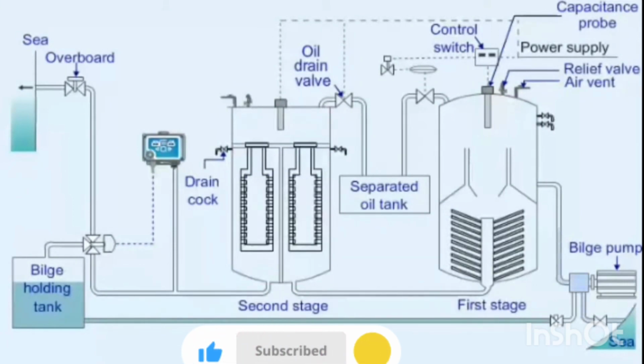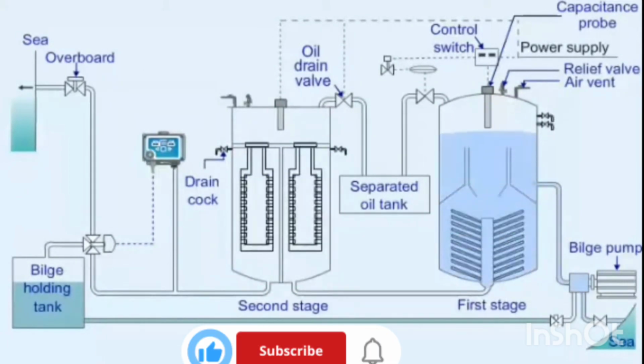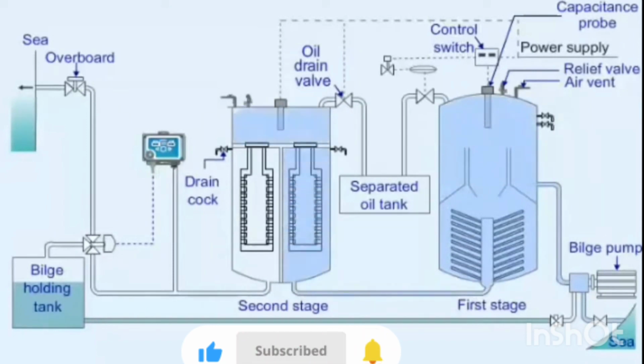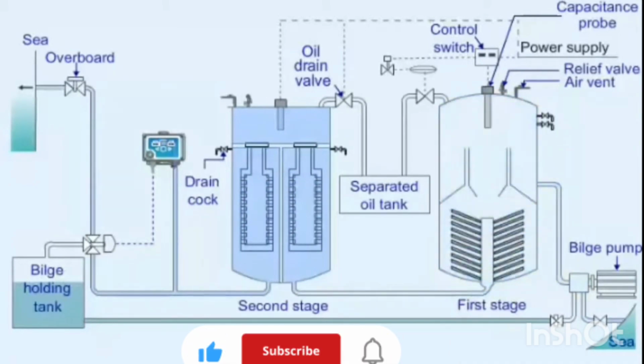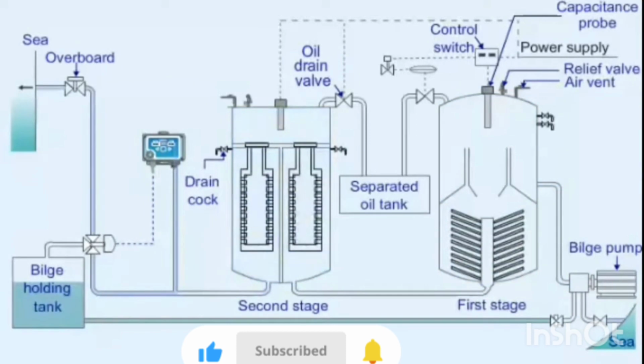The bilge pump delivers clean seawater to the first stage of the separator through the inlet valve. The vent is kept open till all the air is removed from the separator and water issues out.